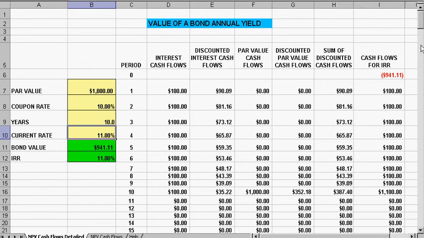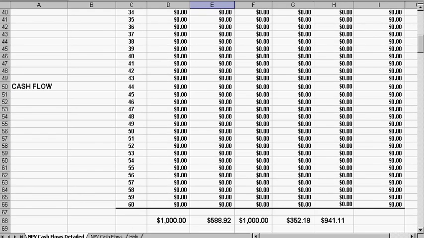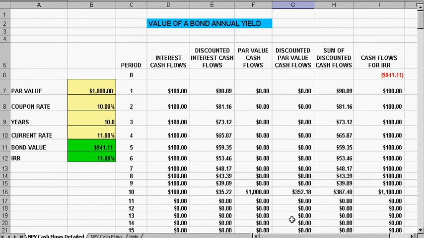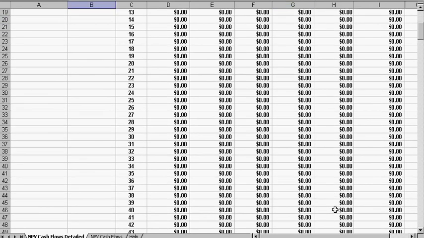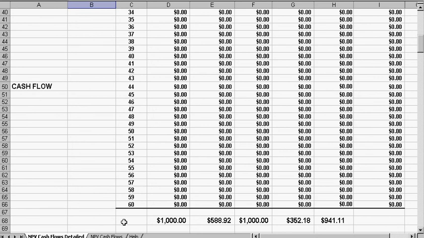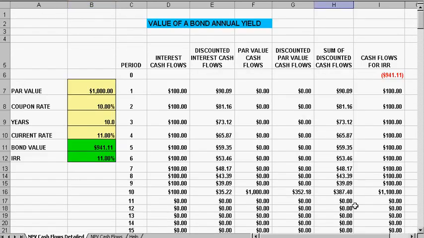So the most important thing that we could see when we do this is what a bond is worth, is we need to find really the net present value of these figures. So that's going to come down here. 588, that's the net present value. $352, and that will summarize everything up.